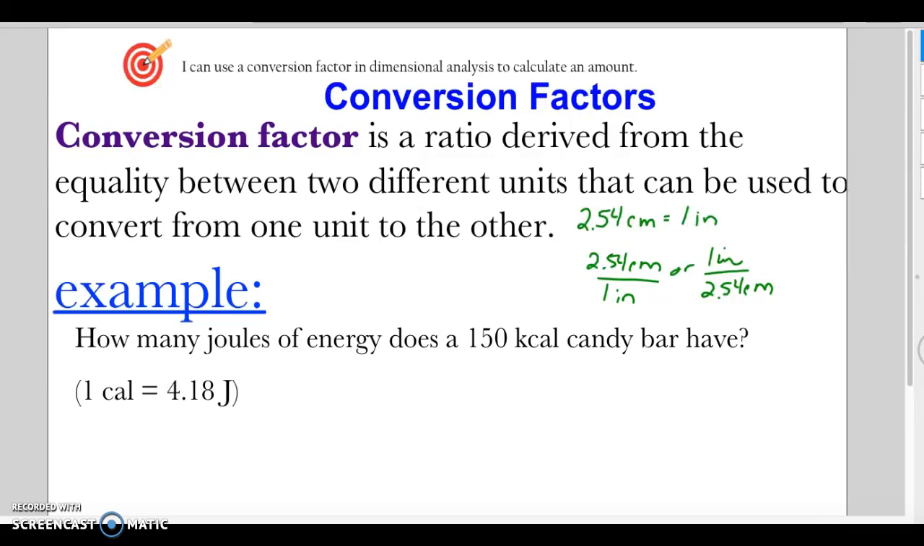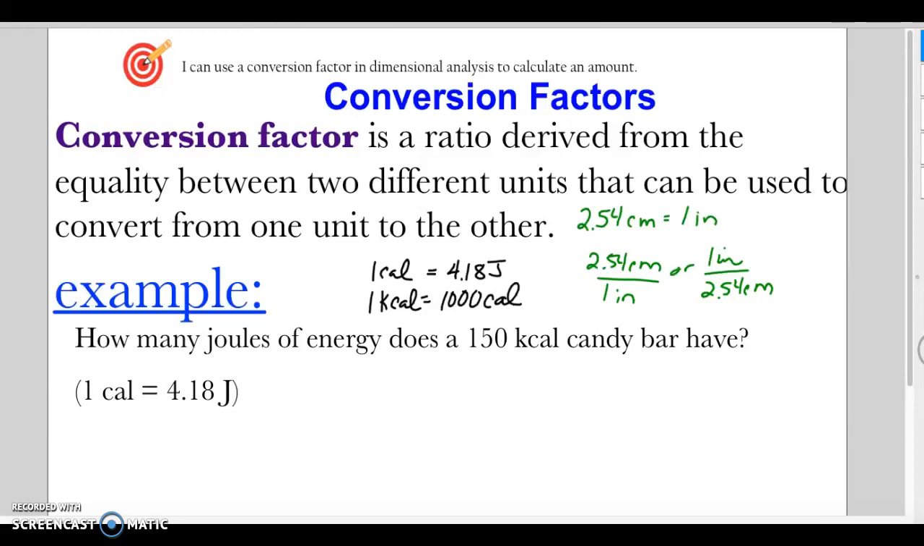I have an example here. This is a typical candy bar, and food calories are really kilocalories. So a 150 kilocalorie candy bar, how many joules of energy would that be? We would need to know that a kilocalorie has 1,000 calories in it, and that 1 calorie is 4.18 joules. You wouldn't have to memorize that at this point.